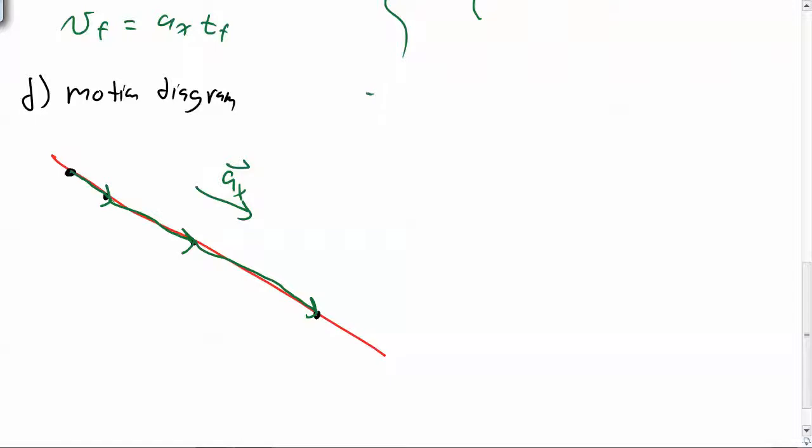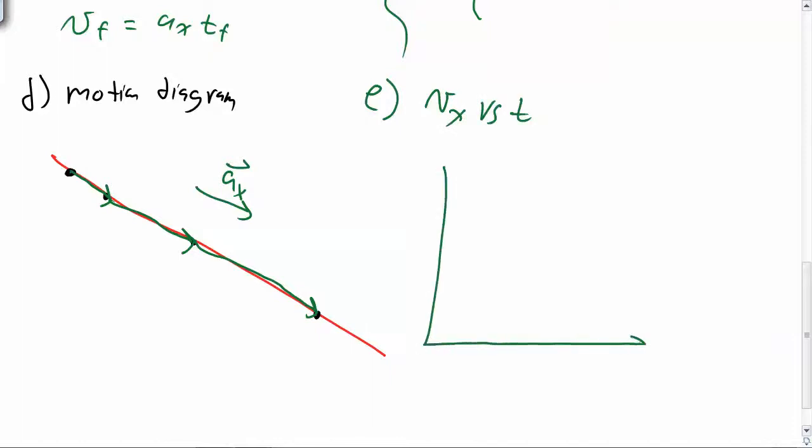All right, and then in part E, we want to make a graph of the x velocity versus time. So we'll do that on a set of axes. We'll put time on the horizontal axis, and we'll put the velocity in the x direction on the vertical axis. So the block starts from rest, so that would be v equals 0, and it increases its speed at a steady pace because the acceleration is equal to a constant.